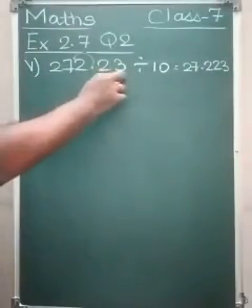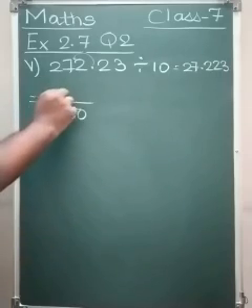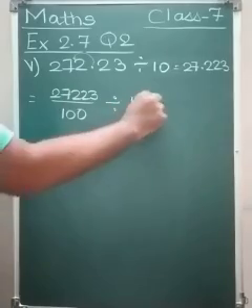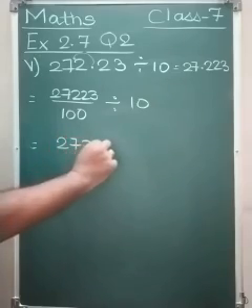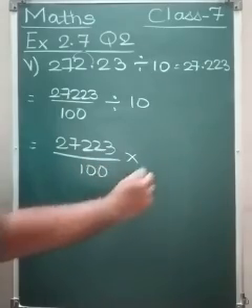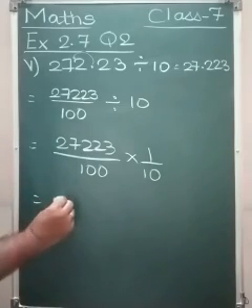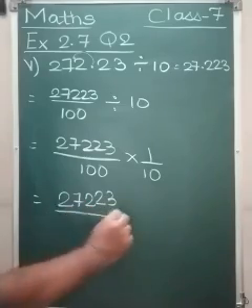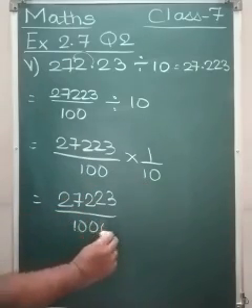Now here 2 places are there. So the denominator would be 100 and the number would be written as it is, divided by 10. Again, KFC. 27223 upon 100 multiplied by 1 upon 10. So this equals 27223 multiplied by 1, the answer will be the same, and 100 multiplied by 10 the answer would be 1000.